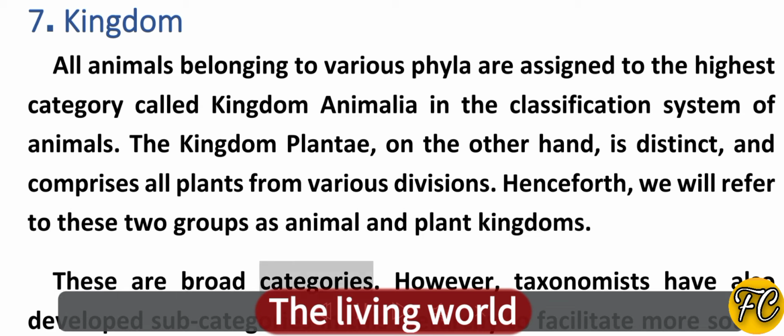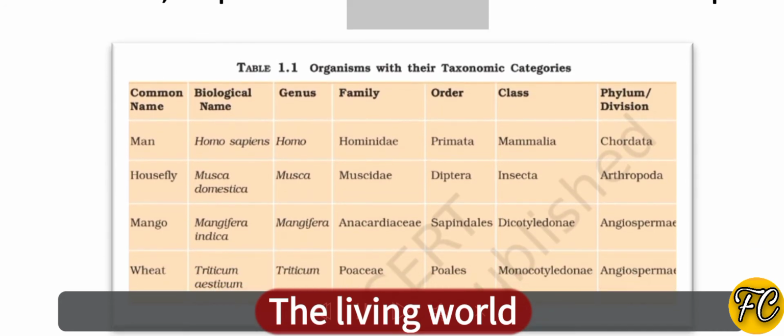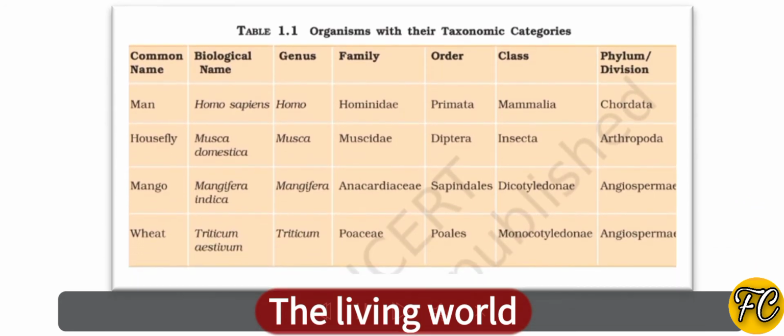These are broad categories. However, taxonomists have also developed subcategories in this hierarchy to facilitate more sound and scientific placement of various taxa. Can you recall the basis of arrangement? Say, for example, as we go higher from species to kingdom, the number of common characteristics goes on decreasing. Lower the taxa, more are the characteristics that the members within the taxon share. Higher the category, greater is the difficulty of determining the relationship to other taxa at the same level. Hence, the problem of classification becomes more complex.